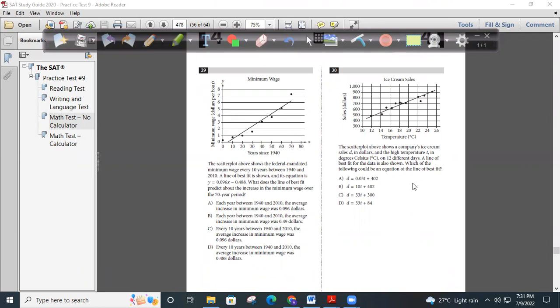Answer question number 29. 29 is based on what we are discussing so far. Just give me answer for 29. Your time starts now. Start.